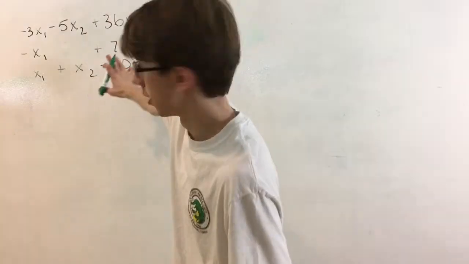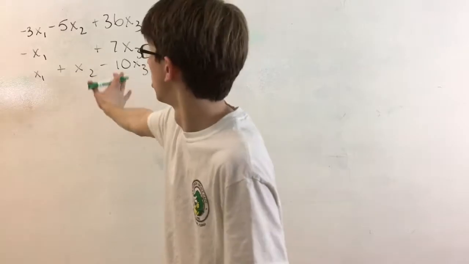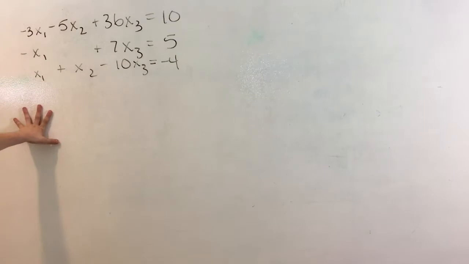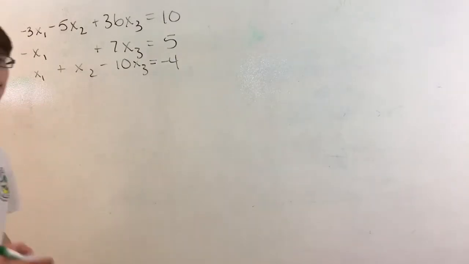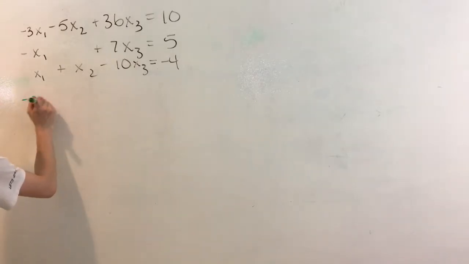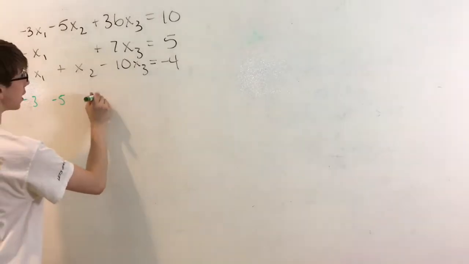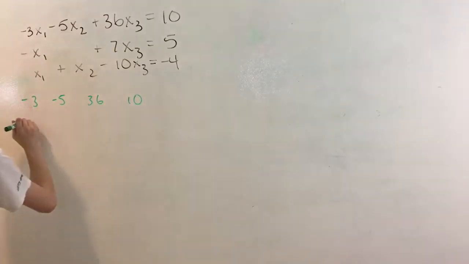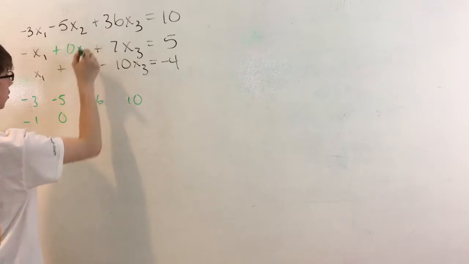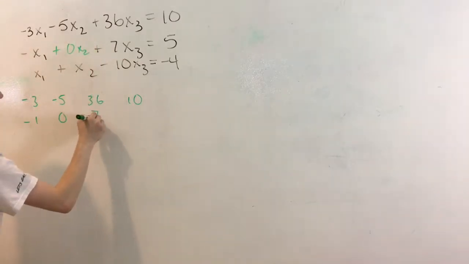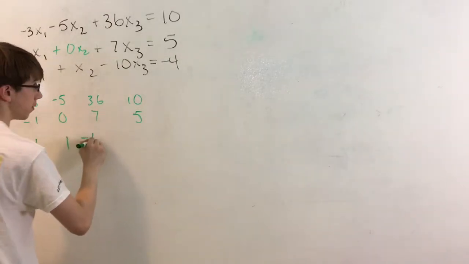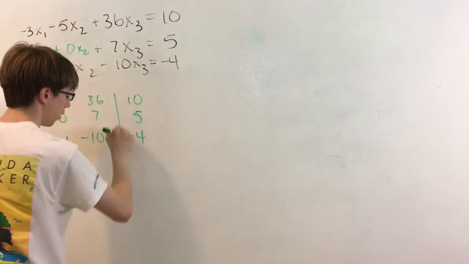Well, we already know that this one's going to yield infinite solutions, but let's go through the steps to get there, alright? So again, we'll do the same thing we did last time, but this time, because we know how to set up the augmented matrix, we'll just go straight to that. So we'll end up with -3, -5, 36, and then 10, and then -1, 0, because this is a plus 0 x2, and then 7 and 5. And then 1, 1, -10, -4.